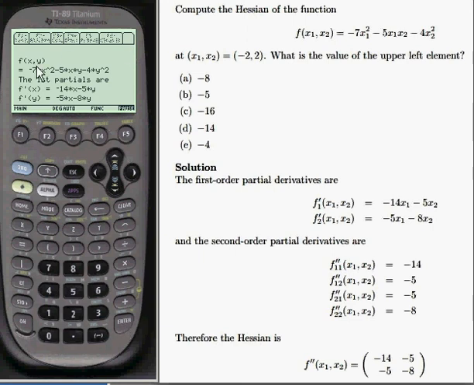So we take the function and we get the first derivatives. Here they are. With respect to x, it's 14x minus 5y. With respect to y, it's minus 5x minus 8y. Now we're going to take the f of x, which is minus 4x minus 5y, and do the derivative of that, which is with respect to x minus 14, with respect to y minus 5.